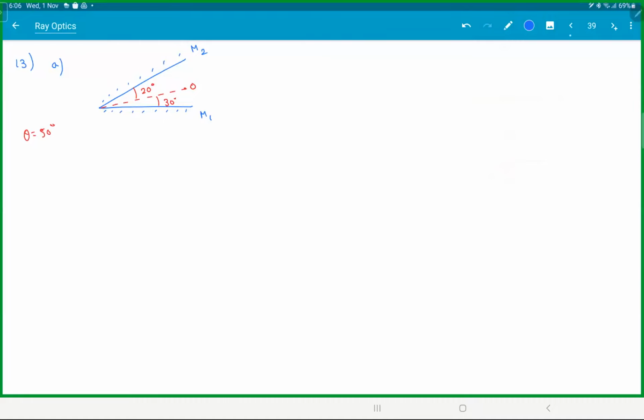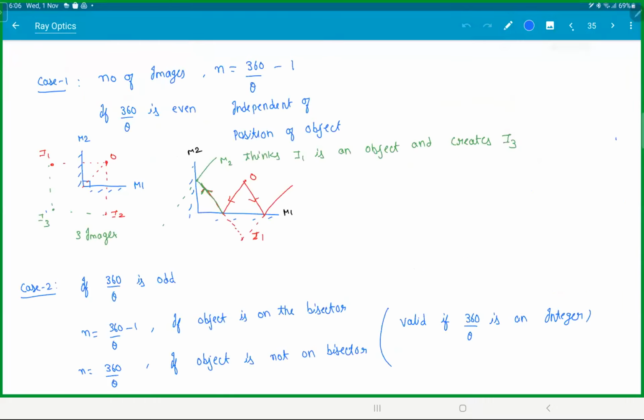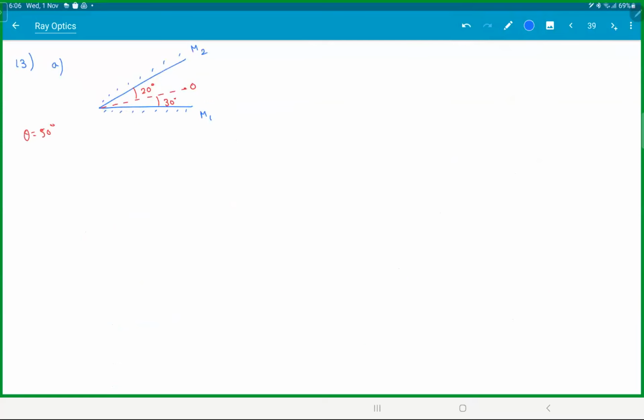If you just want the number of images, you can directly use this formula, 360 by theta minus 1. Here 360 by theta is not an integer, so we have to use the second case: if the object is not on the bisector, it is 360 by theta minus 1. If you just want the number of images, that is the fastest way to do it. If you want the position, then it is messed up.